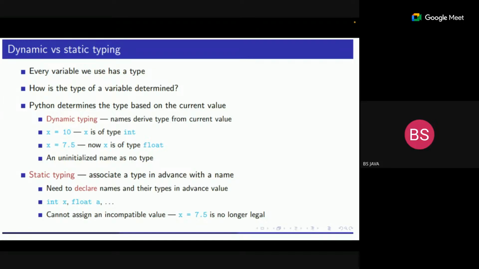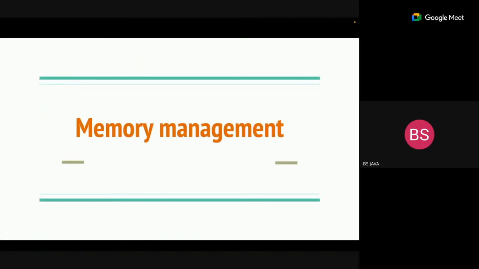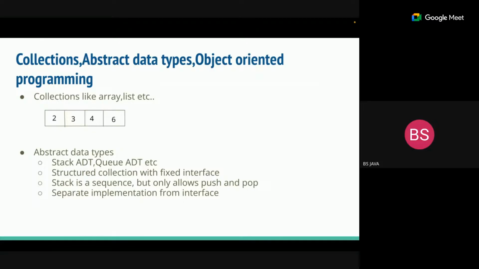So next, let's go with collections, abstract data types, and object-oriented programming. A small intro. There are collections like array, list, etc. What is the use of a collection? We can store multiple values in a single unit, right? You might have already seen list. We can store values like 2, 3, 4, 6 in a single variable. And abstract data types, what are abstract data types? I'll come to this later. Let's go with memory management first.